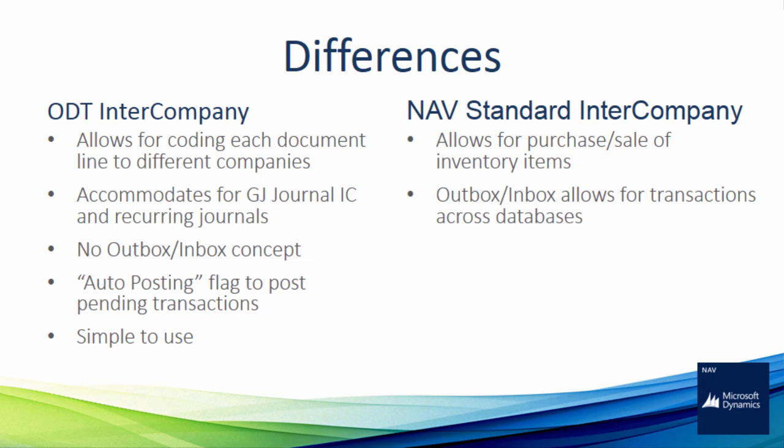So when we get into the demos, I'm going to talk about target and source, and that's how we'll be equating to how we're processing those transactions and the end results for all the accountants out there. The other thing that our intercompany does is it accommodates general journal intercompany and recurring journals. We do not have an outbox and inbox concept, so a lot of customers like the fact that they're not having to go into 2 different places within NAV and physically log into the target company to process the inbox to receive the transactions.